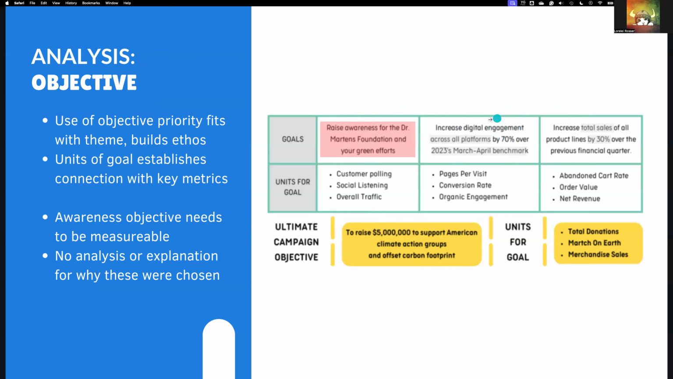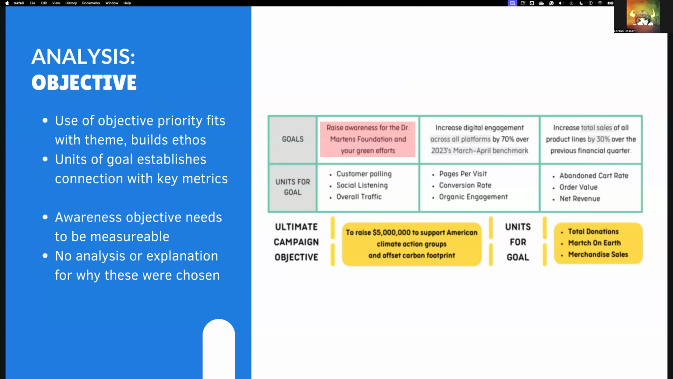Then we're going to give them the overall idea of the objective. You're going to be very careful with how you choose to phrase these because that way it'll be easier to link them up later on in the key metrics. In this case, we have engagement and sales. Specify that. Digital engagement, total sales. Next, you're going to have to show them where or how you're doing this. So that's increasing it in digital engagement across all platforms or total sales of all product lanes. Give them a measurement: by 30%, by 70%.